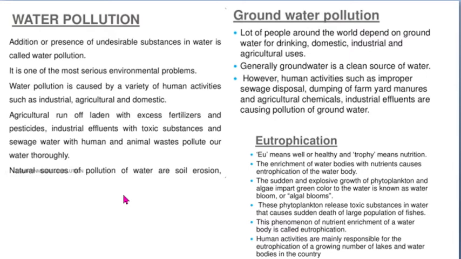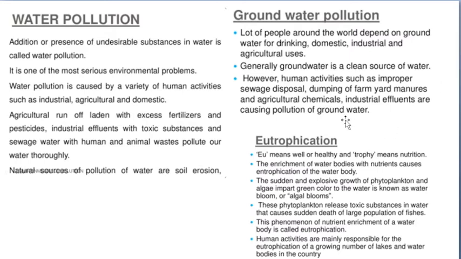Okay, so when pollution occurs in your surface water, it automatically percolates downwards, and it also pollutes the groundwater. Okay, so a lot of people around the world depend on groundwater for drinking, as we also do. Then groundwater is also used for domestic work, industrial and agricultural uses nowadays. Generally groundwater is a clean source of water which we use for drinking.